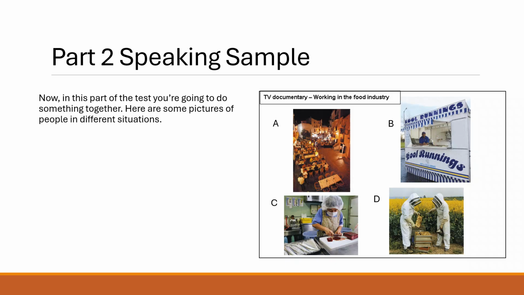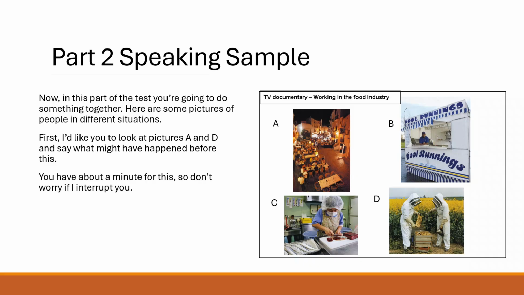They just point out that these are people in different situations. And for your first task, you do need to compare 2 pictures. In this case, it's A and D, but it could be any combination of these pictures. And there's a second question that goes with this. And for this particular exercise, you talk for about a minute, so it's pretty short.